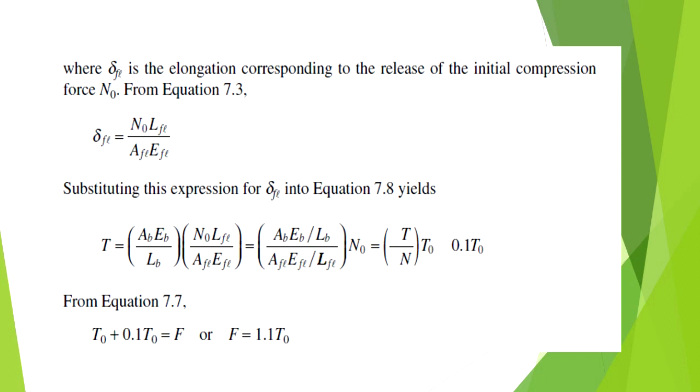Where the elongation of the flange is the elongation corresponding to the release of the initial compression force N_O. From equation 7.3, the elongation of the flange is equal to the initial compression force times the thickness of the flange divided by the area of the flange times the elasticity. Substituting this expression for the elongation of the flange in equation 7.8, we obtain T is equal to 0.1 T_O. From equation 7.7, T_O plus 0.1 T_O is equal to F, or F is equal to 1.1 T_O.